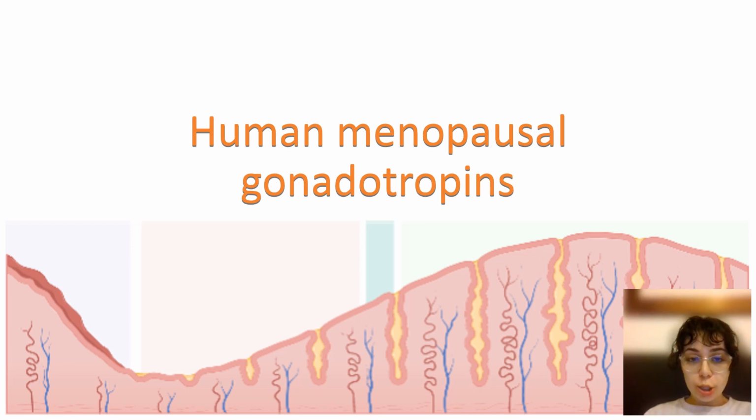This presentation is on human menopausal gonadotropins, a medication used in fertility medicine. I'm going to be discussing what they are exactly, the indications for their use, their preparations and dose, their treatment protocol, and any possible complications.